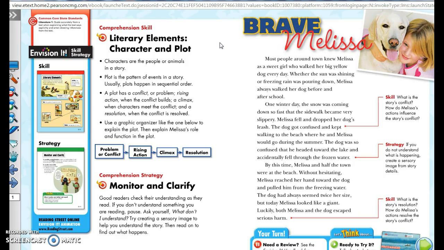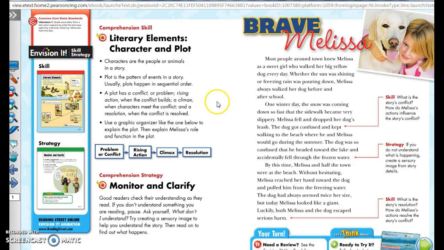A plot has a conflict or problem, so we know that that comma is going to give us a clue that they're going to give a definition for the word conflict. Conflict means problem. Rising action when the conflict builds. A climax when the character meets the conflict. That can also be when a major change in the story occurs or a problem is solved.